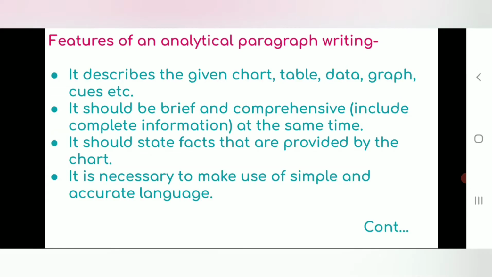So children, the features of how to write this analytical paragraph. First, you have to describe the given chart, table, data, graph, clues, etc. It should be brief. Understand? It should be brief and comprehensive. That is, you have to include complete information about the graph given over there, children. At the same time, it should state facts that are provided by the chart.